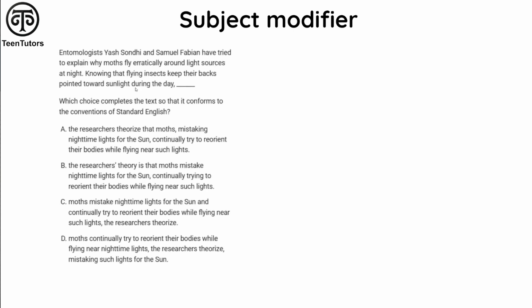So continuing on, the next thing that you really need to understand on the SAT is subject modifier. Okay, this is tested so much. And what this looks like is we're given a sentence that starts by describing something and then a comma, and then they ask what comes after the comma. Here's what we do. So we read this first part of the sentence. We read, knowing that flying insects keep their backs pointed towards sunlight during the day, comma. And then we have this blank.